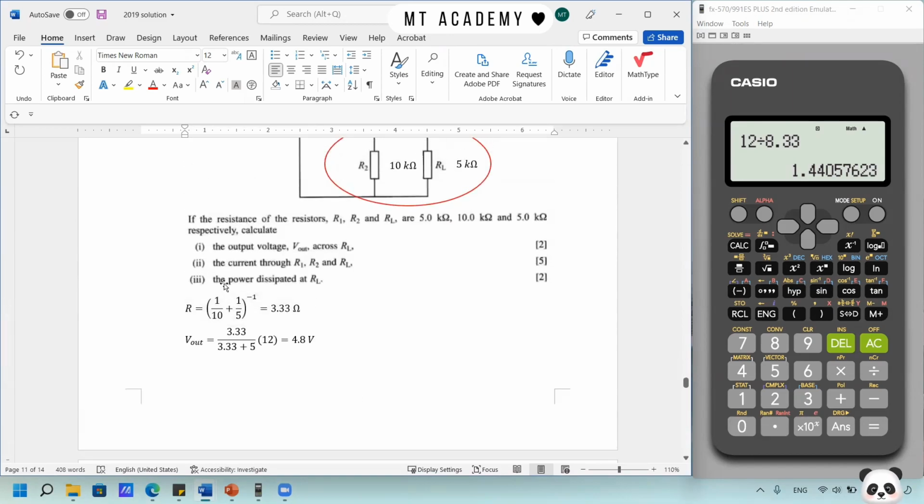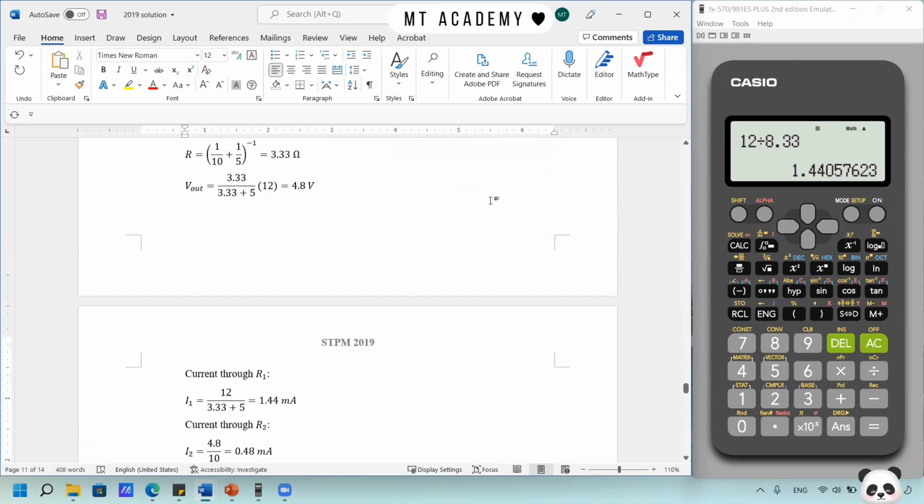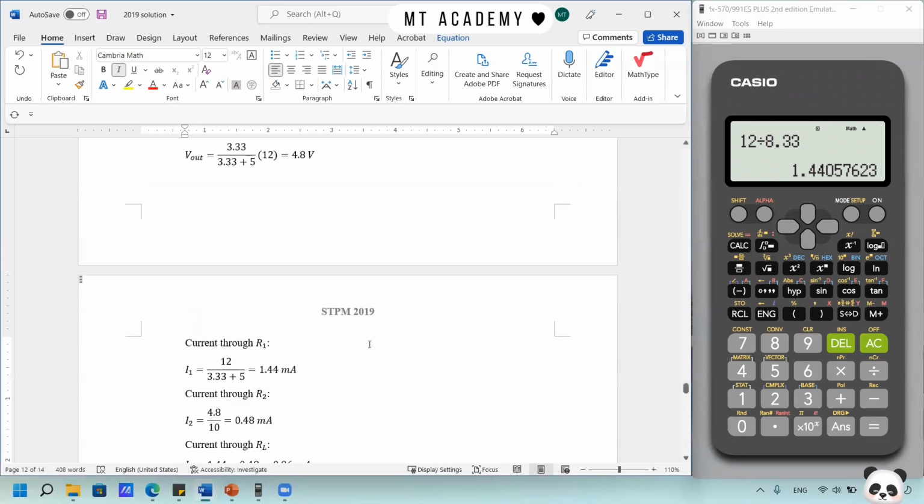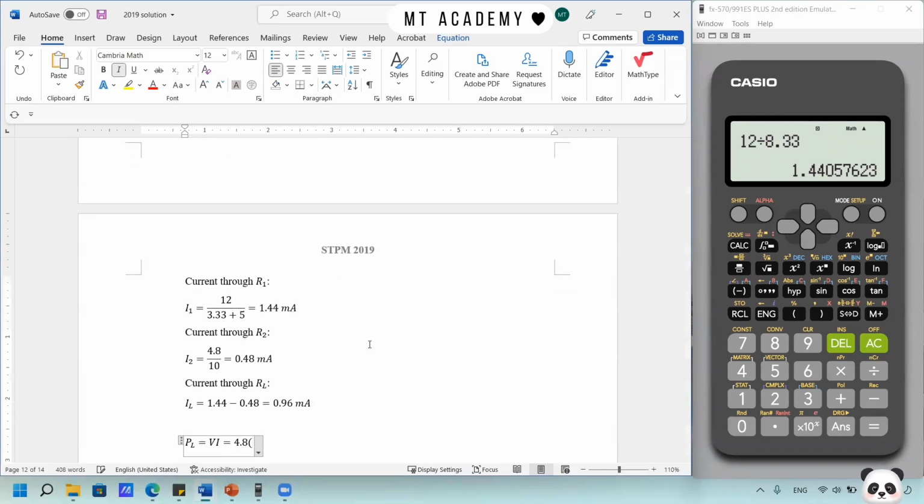The third question: power dissipated at the load resistance. You can use VI, V squared over R, or I squared R. It depends on you. For me, I would just apply VI, where the voltage is 4.8 volt, multiplied by the current 0.96 milliampere. Need to be careful. So 4.8 multiplied by 0.96 milliampere will be equal to 4.61 milliwatt. Need to be careful.